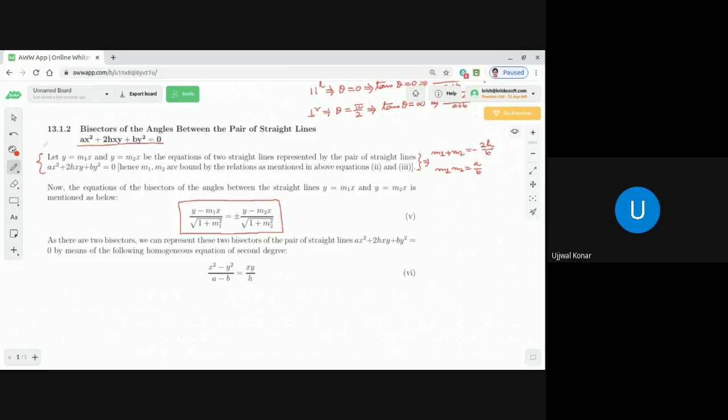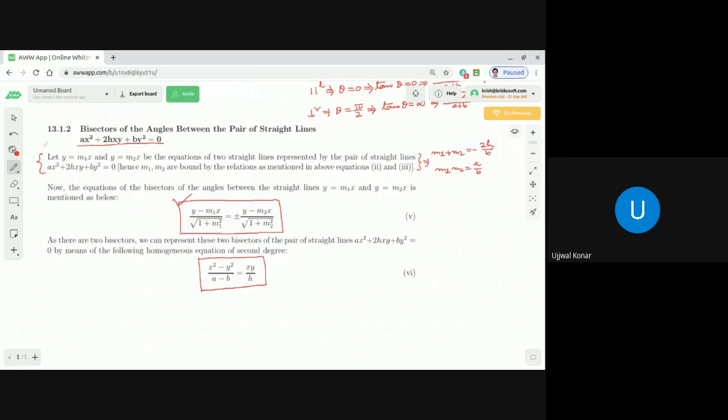Now, in that equation, what I marked here in red color, if we apply the relationship between the slopes and the coefficients of the homogeneous equation, that is m1 plus m2 is equal to minus 2h by b, and m1 into m2 is equal to a by b, then we will find the joint equation of the bisectors coming like this. As there are two bisectors, they can also represent a pair of straight lines.